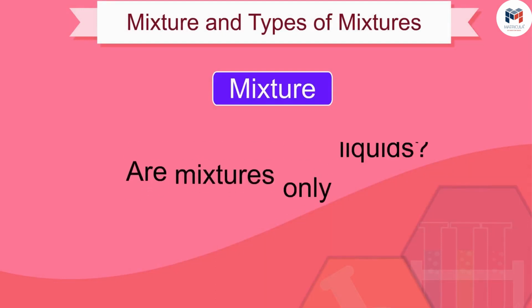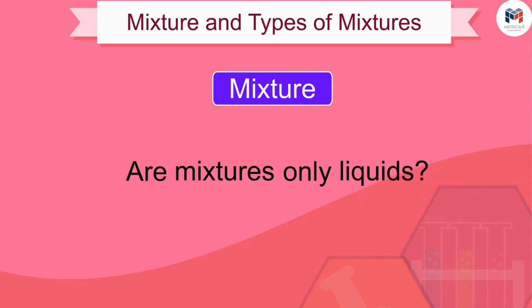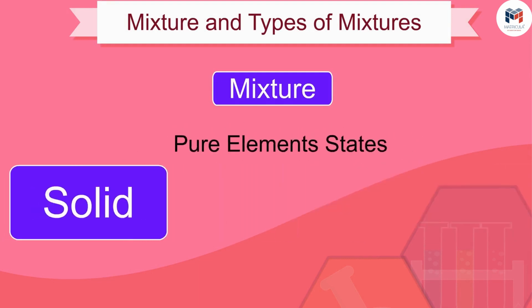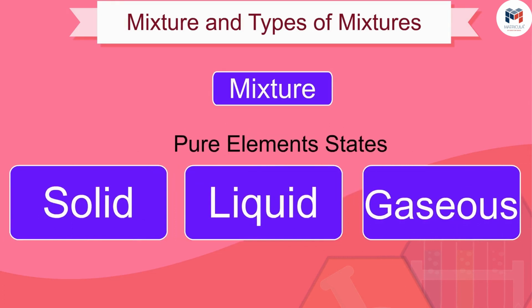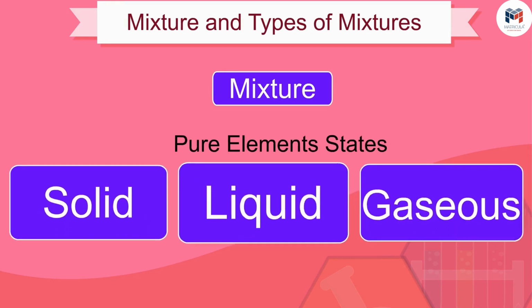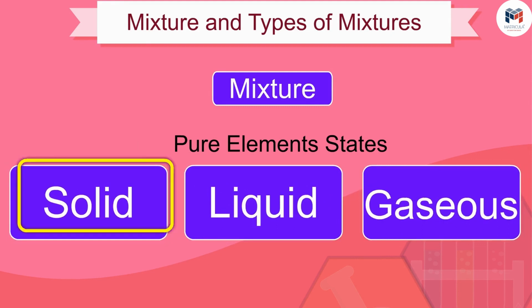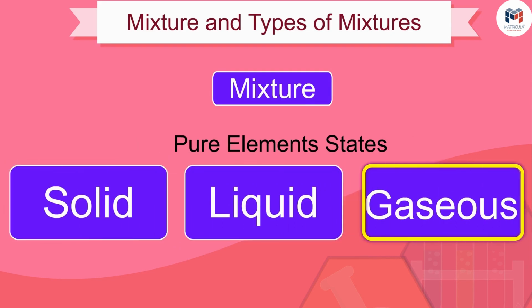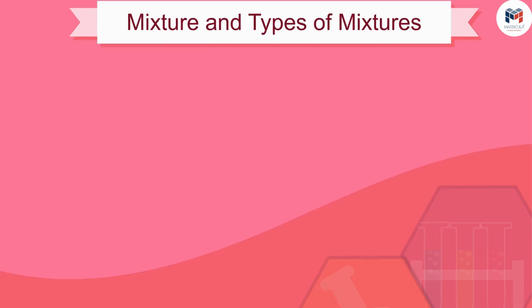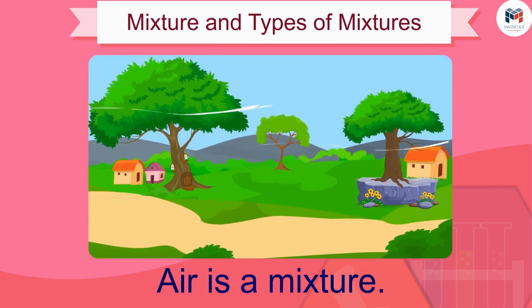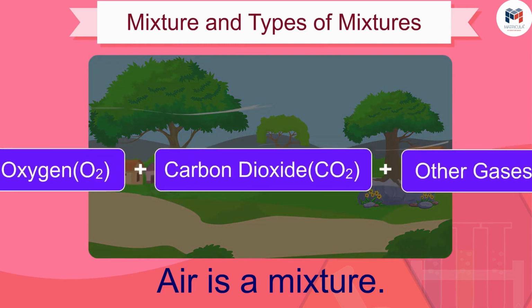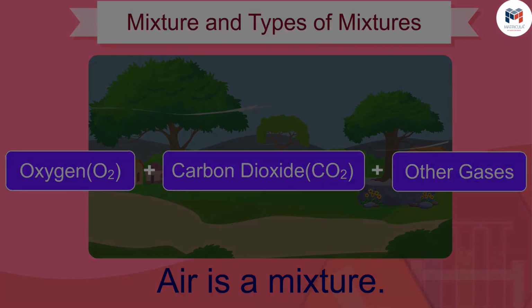Friends, are mixtures only liquids? Think. Since pure elements, solid, liquid or gaseous, can be found in any of these states, mixtures can also be found in any of these conditions. For example, air is a mixture because it is made by mixing different types of pure substances and compounds such as oxygen, carbon dioxide, etc.